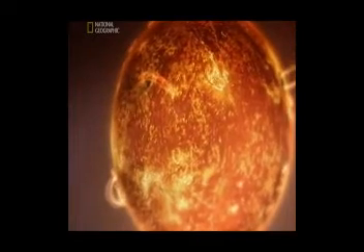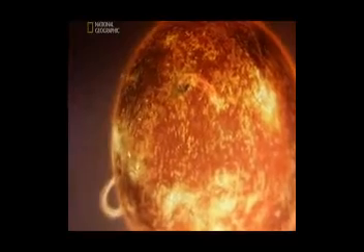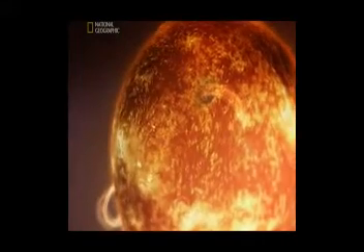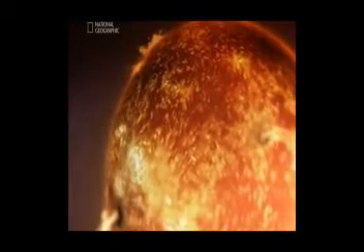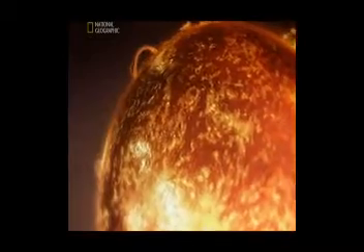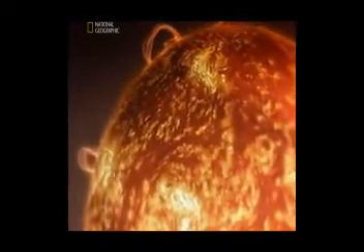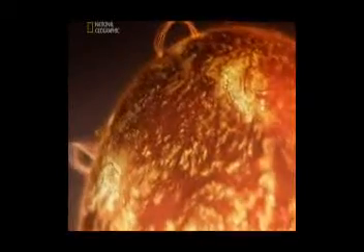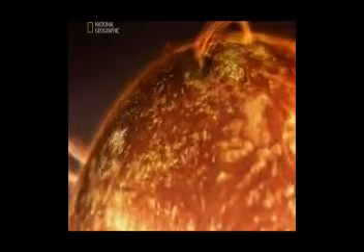150 million kilometers from home, a 20-year journey by plane. Switch it off, and it's so far away, we wouldn't know about it for a whole 8 minutes. It's so big, you could fit 1 million Earths inside it. So heavy, its gravity controls the entire solar system.